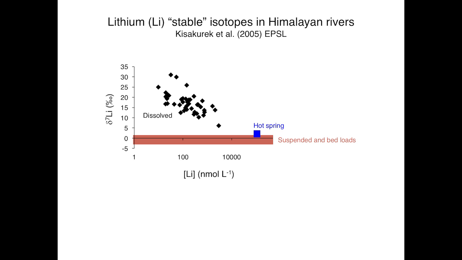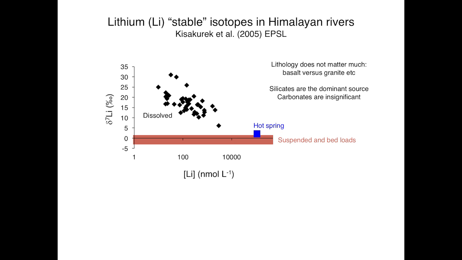It comes from Himalayan rivers again, and what it shows here is the lithium isotope composition of the dissolved lithium in a variety of rivers in the Himalayas, all the way across the Himalayas. Here is a hot spring, and here is the lithium isotope composition of the suspended and bed load in those rivers, and it's plotted here against lithium concentration in those rivers.